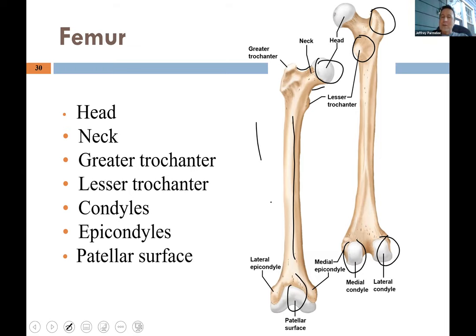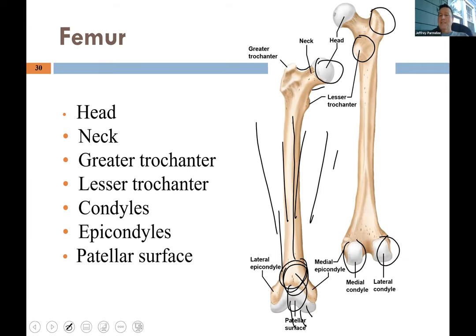In front, this will be your big quadriceps muscles, right? Big front of your leg. And then the tendon is going to go onto this patella, and then that's going to attach down to your tibial tuberosity. So when you kick, yeah.